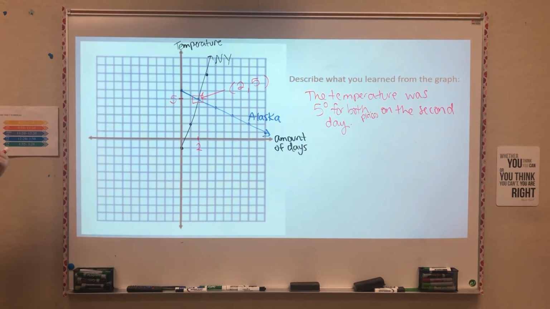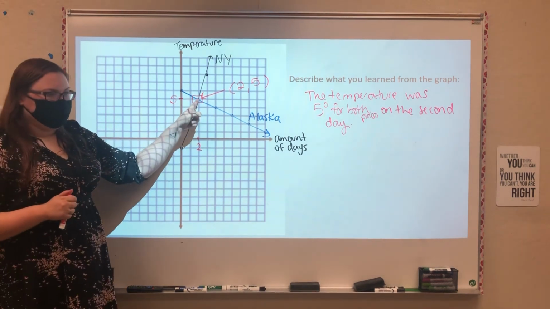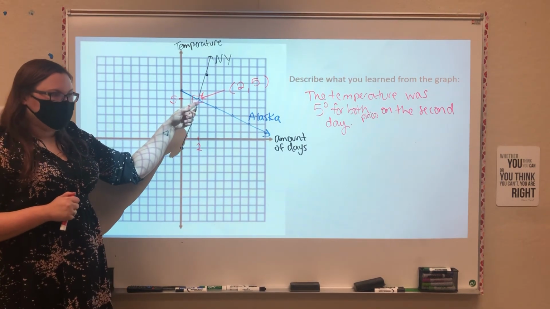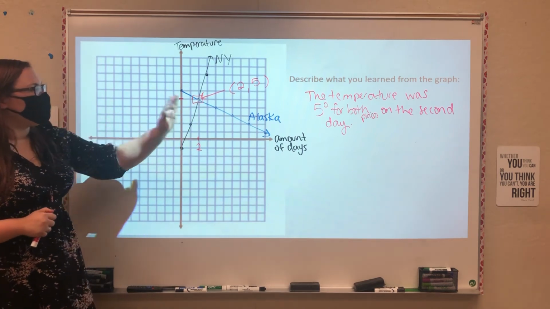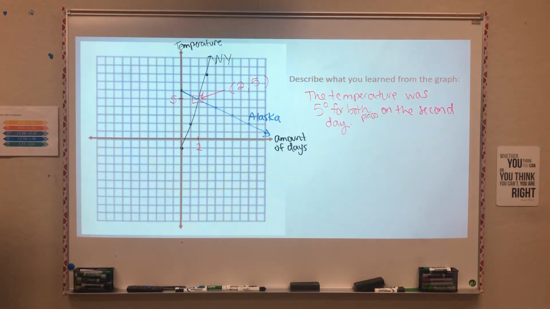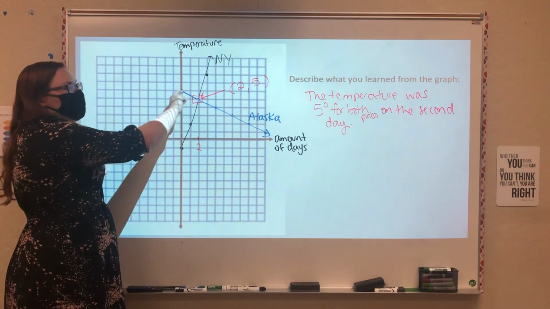There's more you can say about this graph. We're comparing the two cities there. We're saying this is where they're the same temperature. Are they the same temperature any other day on our graph? No. You could finish this up by comparing what happened before that day and what happened after that day.